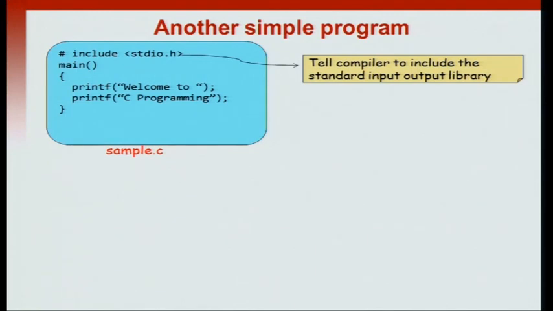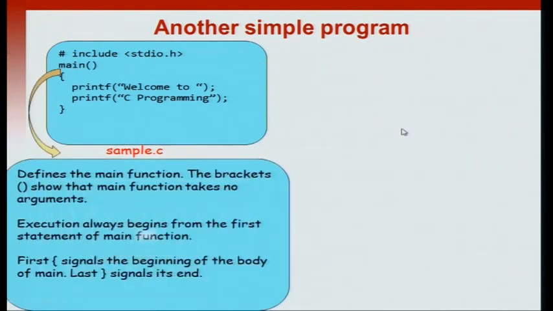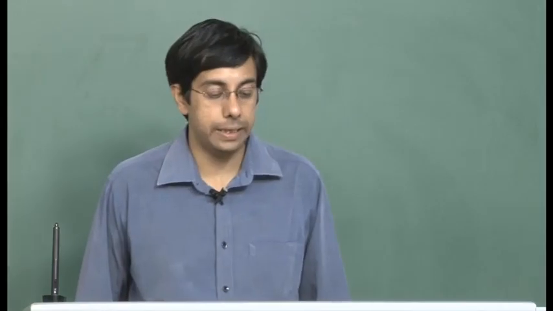So to recap, the first line #include <stdio.h> tells the compiler to include the standard input/output library. Then we have the main function. The open and close brackets immediately after main show that main is a function. Execution always begins at the first line of the main function.